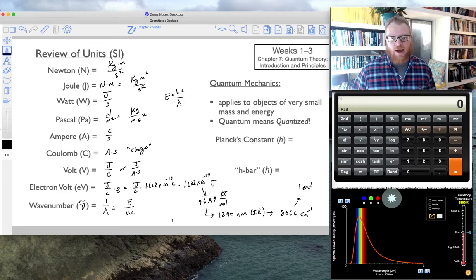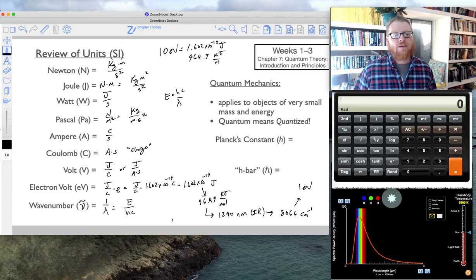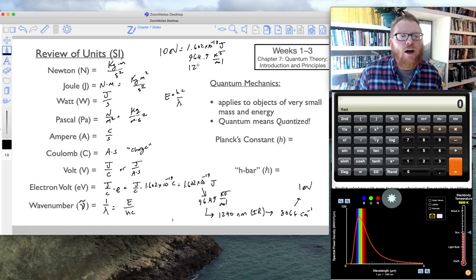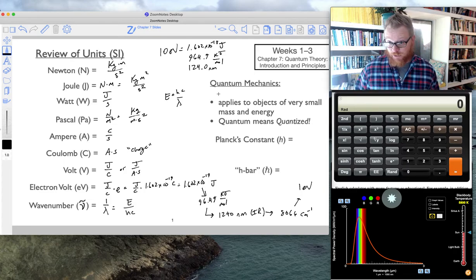So check this out. I know that 1 electron volt equals all of this stuff. Well, what about 10 electron volts? I'll pick one of these numbers to make it easy to start with. 10 electron volts is going to be 1.602 times 10 to the minus 18 joules, which is going to be 964.9 kilojoules per mole, which is going to also be 124.0 nanometers.